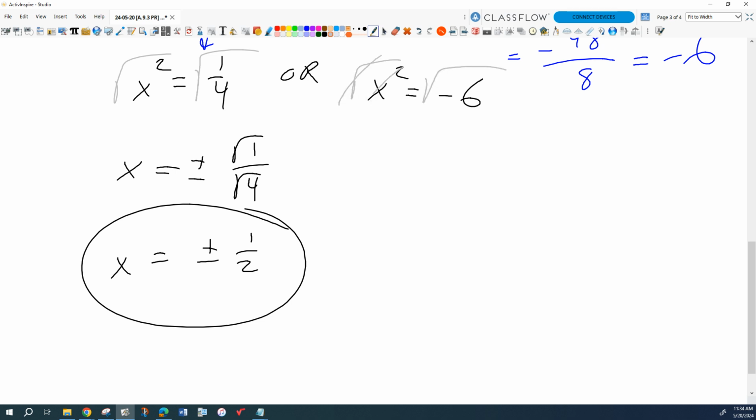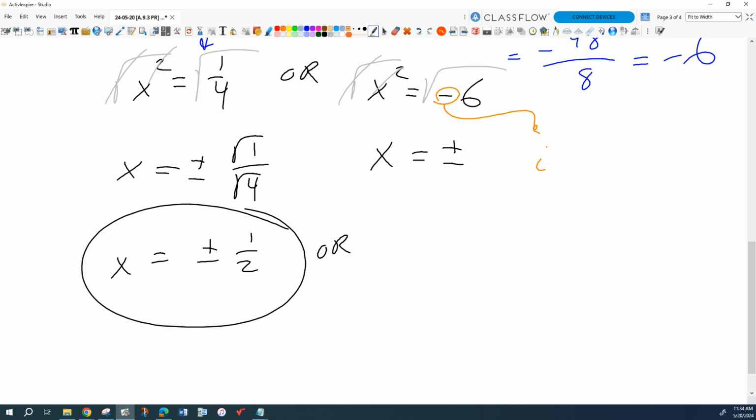So that cancels the squared, right? And that's going to give us x equals, what do I have to include? Plus or minus. And how do I deal with the square root of -6? Take an i out. Negative inside becomes i outside.